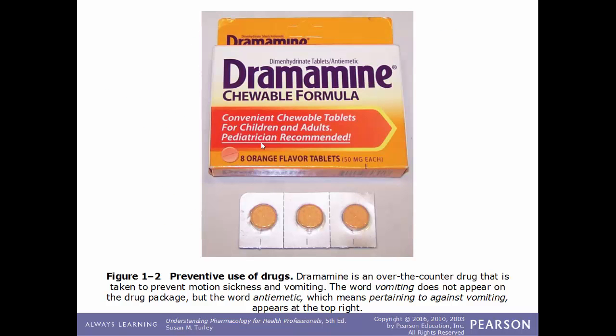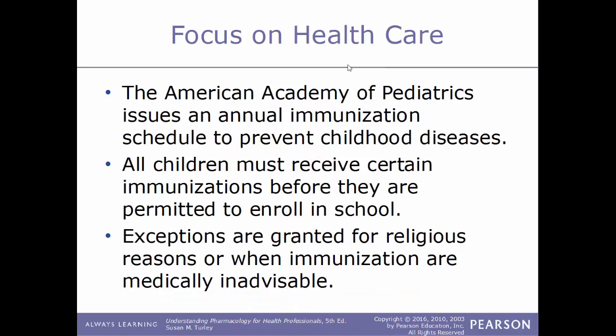In this image we have an example of Dramamine, which is a very common over-the-counter drug used to prevent motion sickness and vomiting. Right, focus on healthcare. The American Academy of Pediatrics issues an annual immunization schedule to prevent childhood diseases. Now, all children must receive certain immunizations before they can go to school.